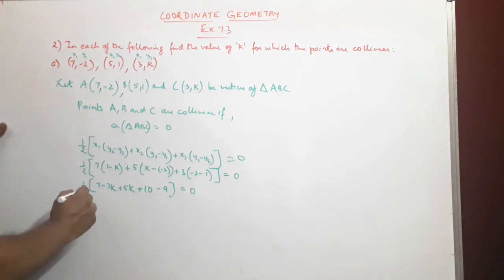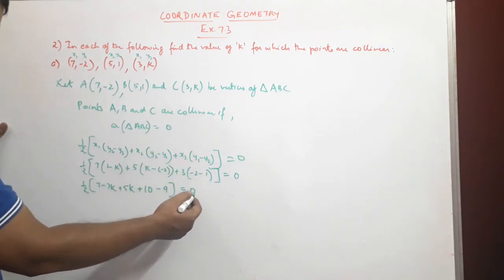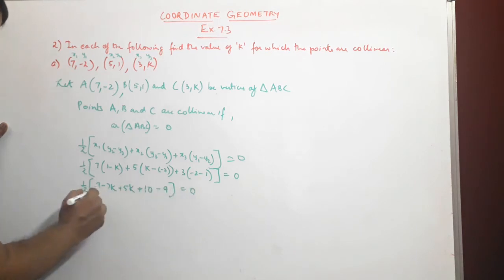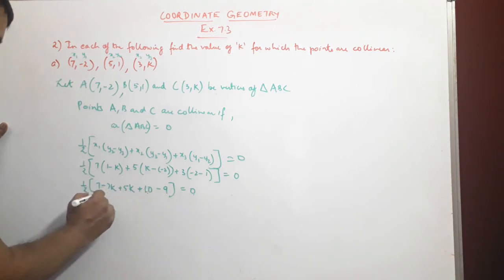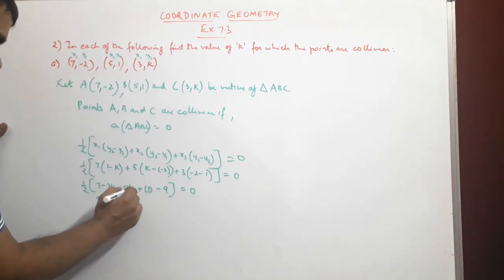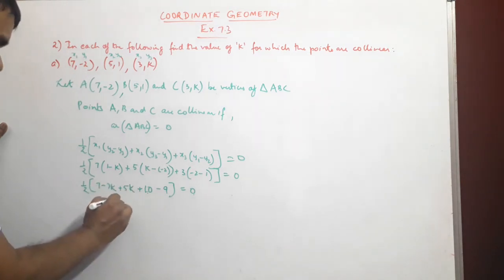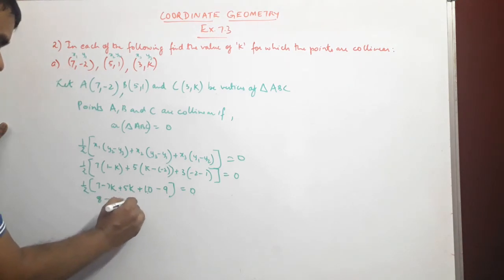Now this 2 which is divided over here, I'll take it on the other side and it gets multiplied with 0, it becomes 0. So this will be left with 7 plus 10, plus 10 minus 9 gives us positive 1. 1 plus 7 gives us 8. So we have 8, 7 minus 7k plus 5k gives us minus 2k equal to 0.